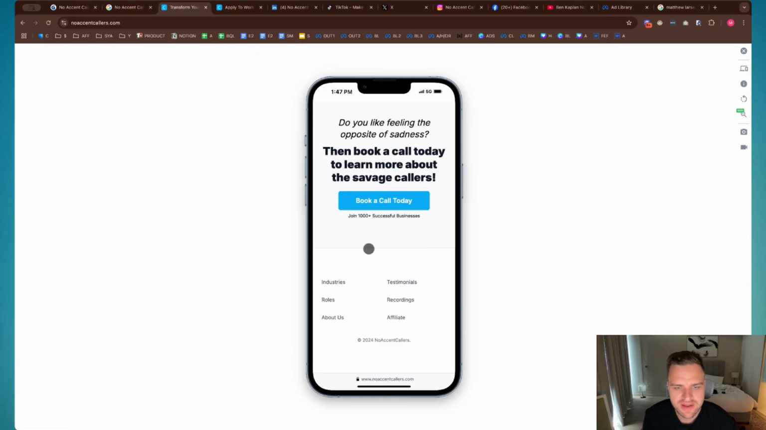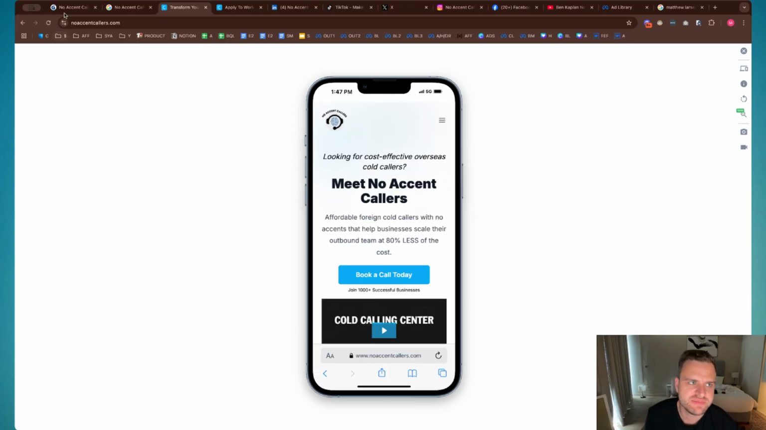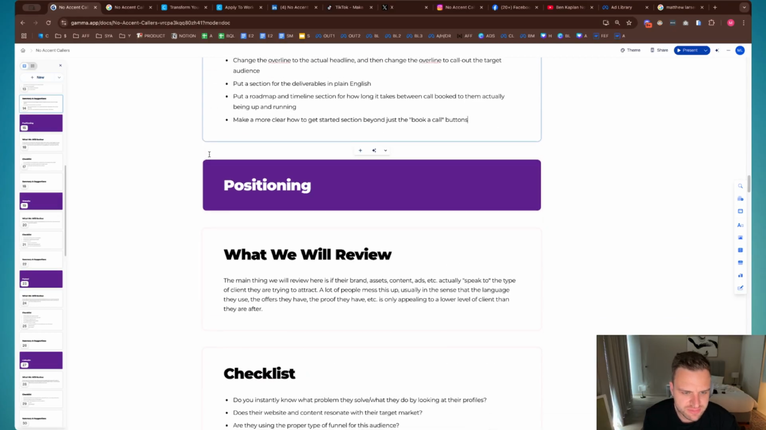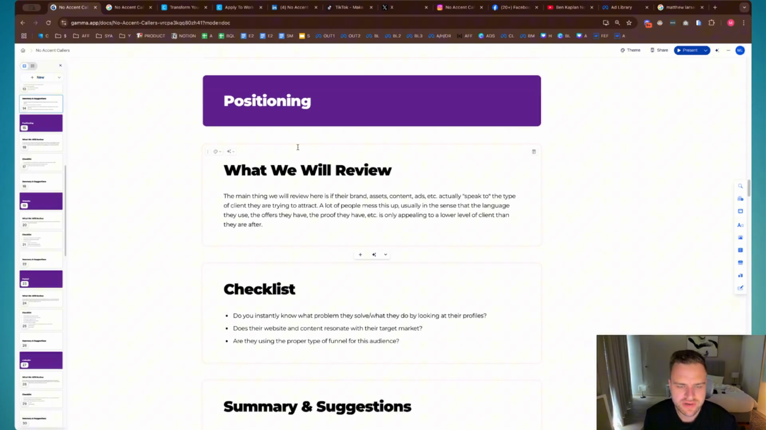So let's go back to the top, because the next section is going to be positioning. Positioning is extremely important. The main thing we're going to review here is we're going to jump ahead to stuff like their ads as well, and their social media and just their brand in general, and see if they speak to the type of client they're trying to attract. A lot of people really mess this up, usually in the sense that the language they use, the offers they have, the proof they have is actually only appealing to a lower level of client than they're after.